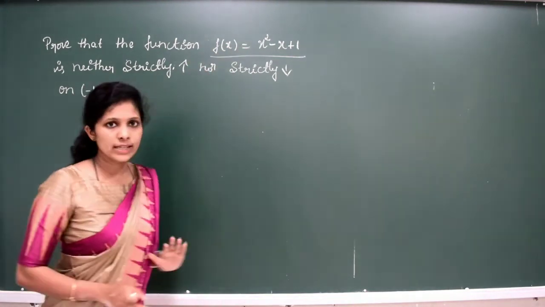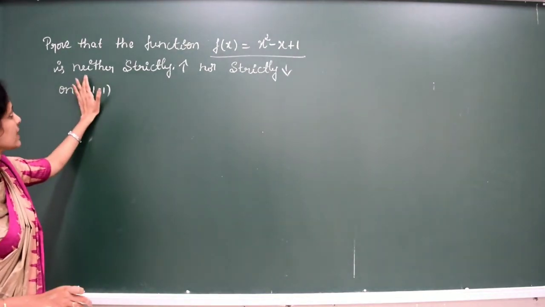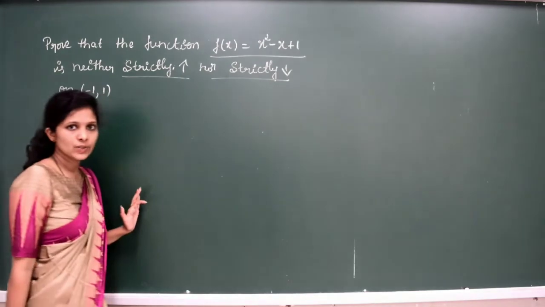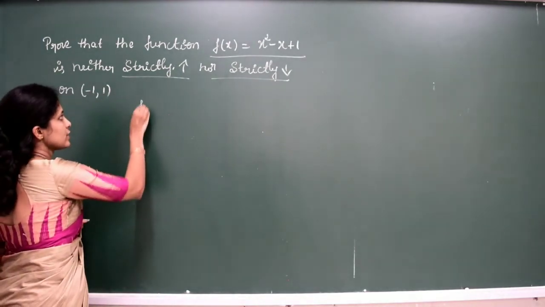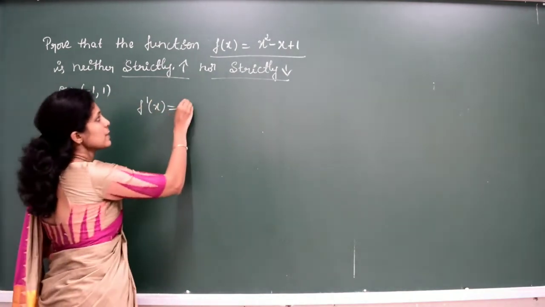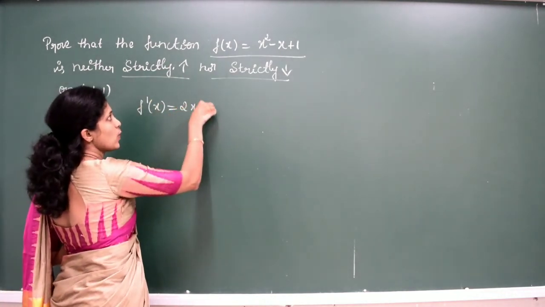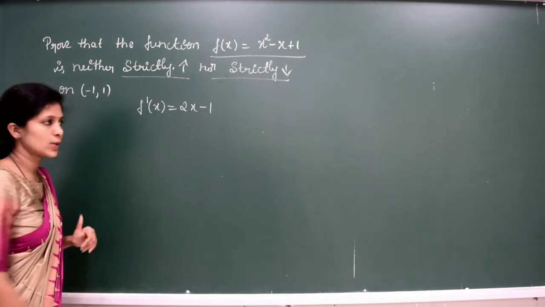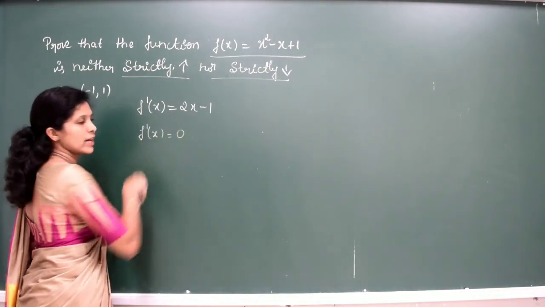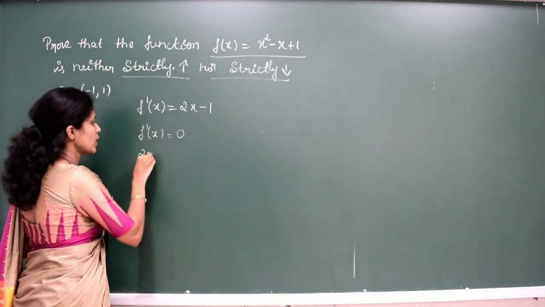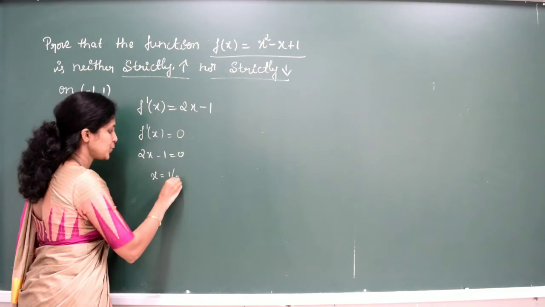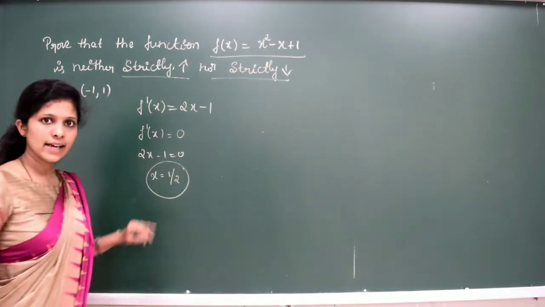F of x is given, and you have to show that it is neither strictly increasing nor strictly decreasing. What you have to do? First differentiate this. F dash of x is equal to 2x minus 1, and the derivative of the constant will be 0. Now equate this, f dash of x equal to 0, which means 2x minus 1 equal to 0. So write the value of x is equal to 1 by 2.